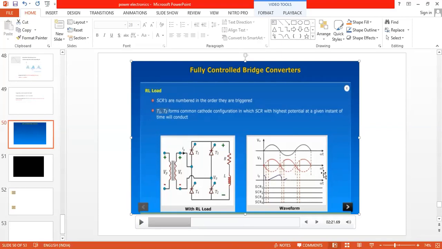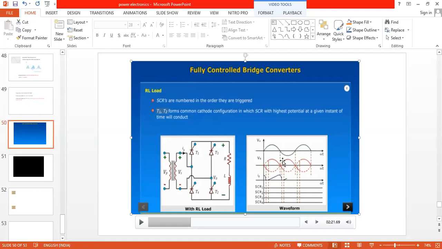For inductive load at omega t equal to 180, what's going to happen? At omega t equal to 180, input voltage is 0, output voltage is 0, but the current flowing through the inductor is not 0. The current flowing through the inductor is maximum. So when will the inductor release the energy completely?